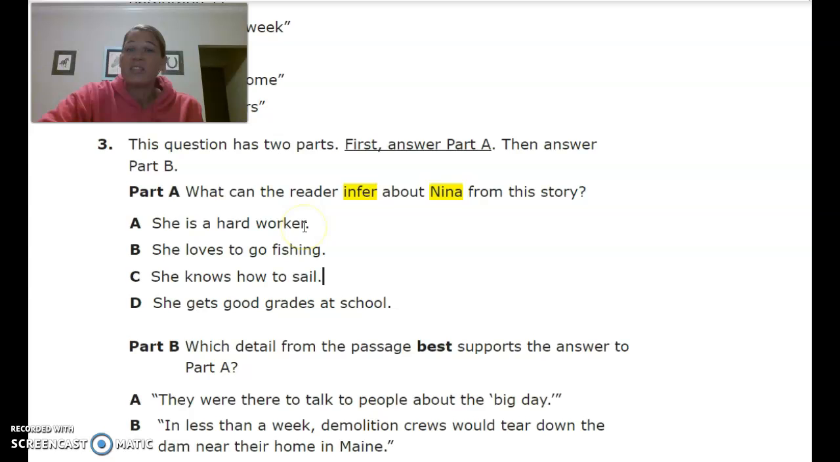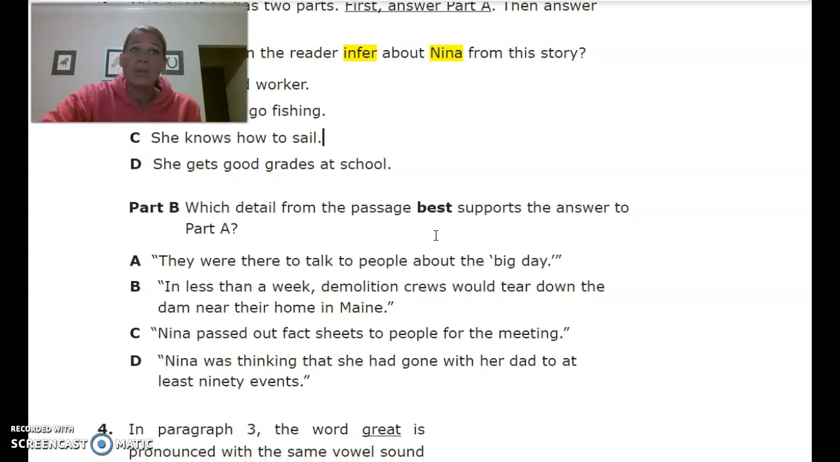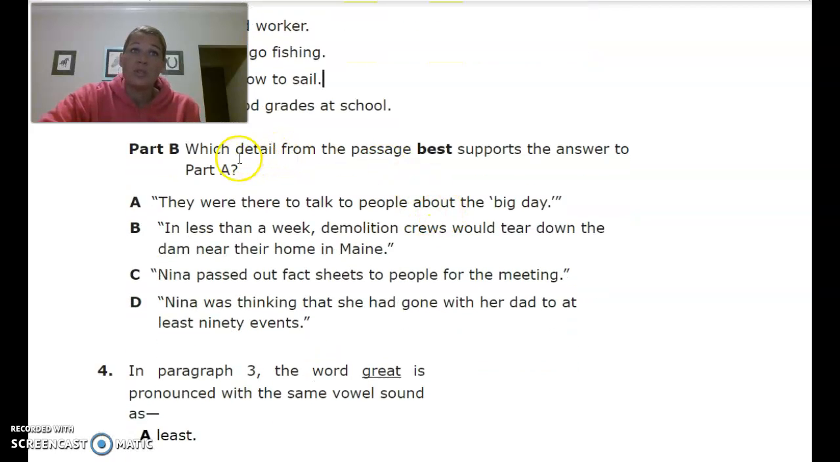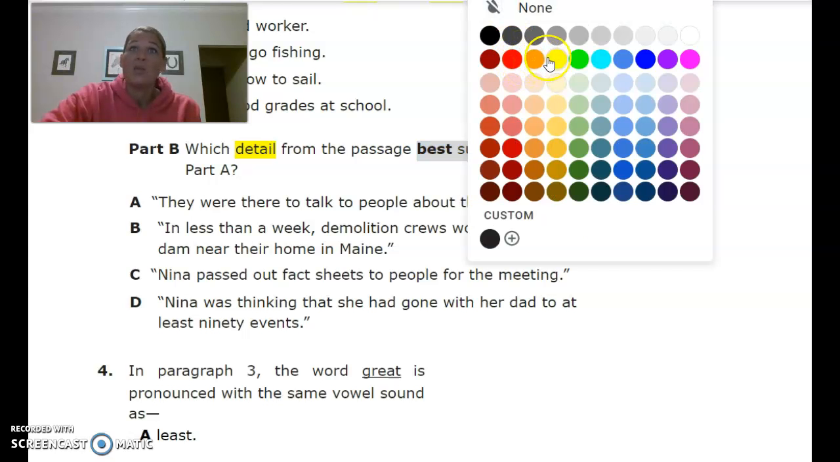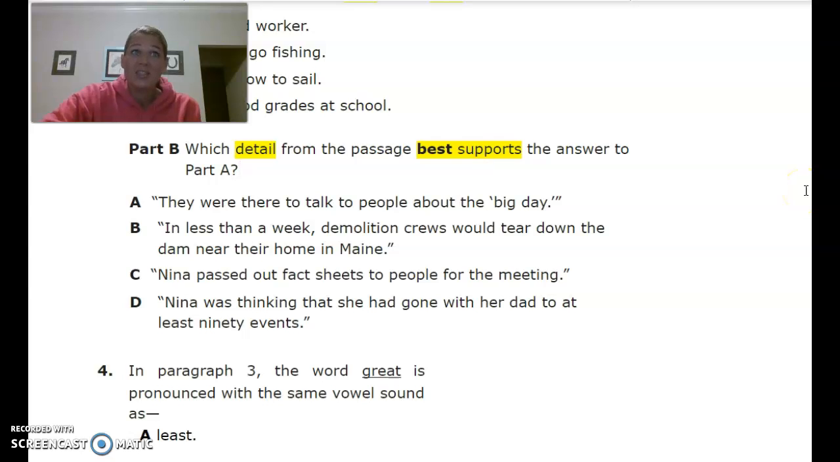Now, after I have decided what I can infer about Nina based on the text, I am going to go to the passage and I'm going to look for the detail that best supports what I just said. So you are, again, providing text evidence to support your answer. We've been talking about that, oh my gosh, like forever, right? So this never is going to go away. I'm going to now go find that detail that I use to support, just like we did yesterday in class, to support my answer. I'm going to prove it to you that I know I'm right.